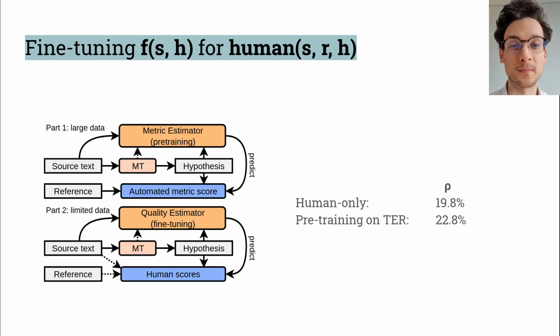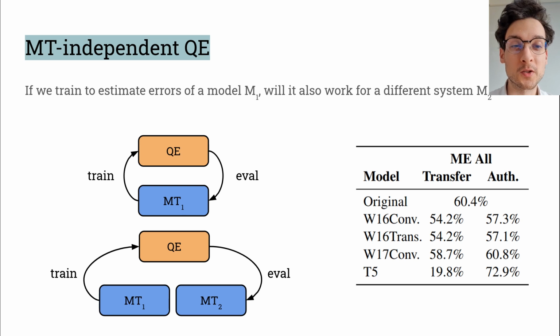We are also interested in model mismatch, which is when we train our quality estimation system to predict errors of one machine translation model and then apply it to a different one. And our results show that the metric estimation models are still effective even when applied to a different MT model. And that is, there is only a small drop in performance compared to training the estimator on the target system.